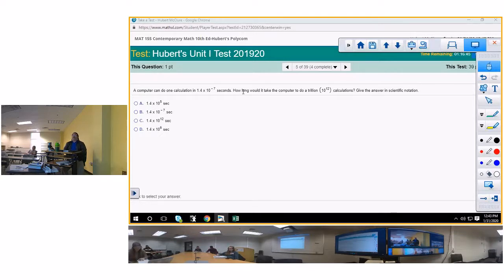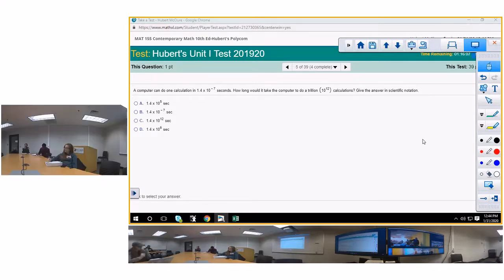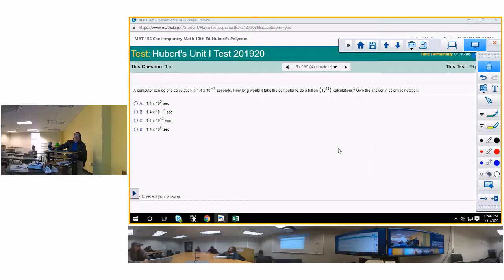Okay, so I want you to divide 1.0 times 10 to the 12th calculations divided by 1.4 times 10 to the negative 7. Yeah, -7, sorry. The first point for you. 1.4 divided by 1 is 1.4. I'll do that for you. Is it negative 7? Yeah, it should be -7. Let's try 4.